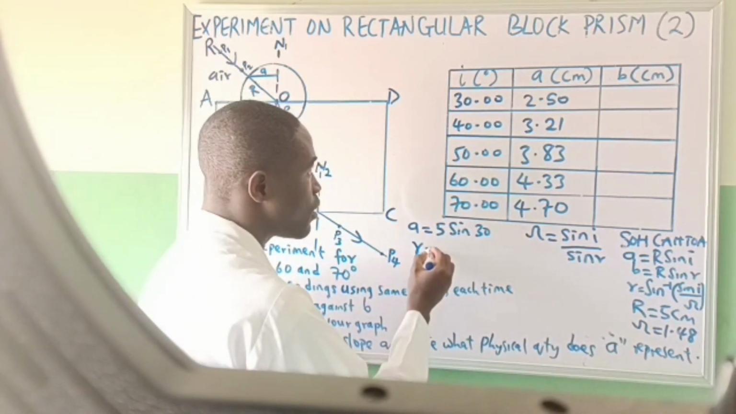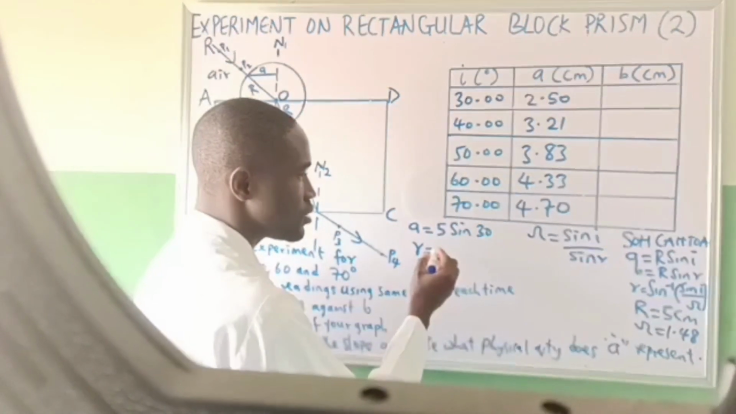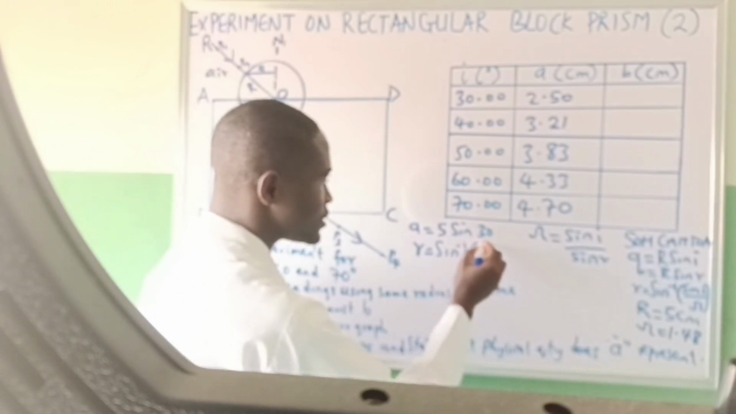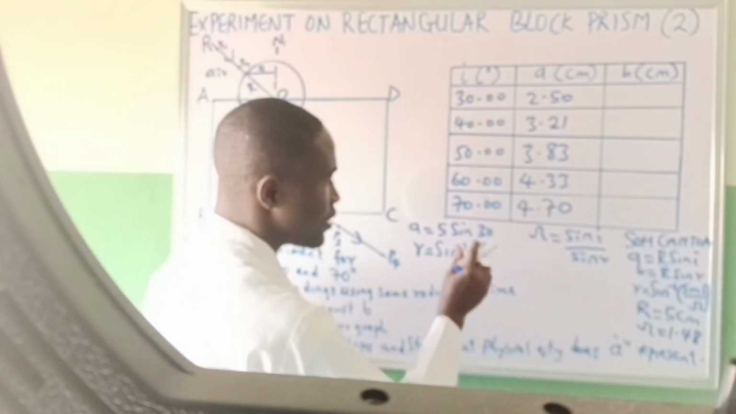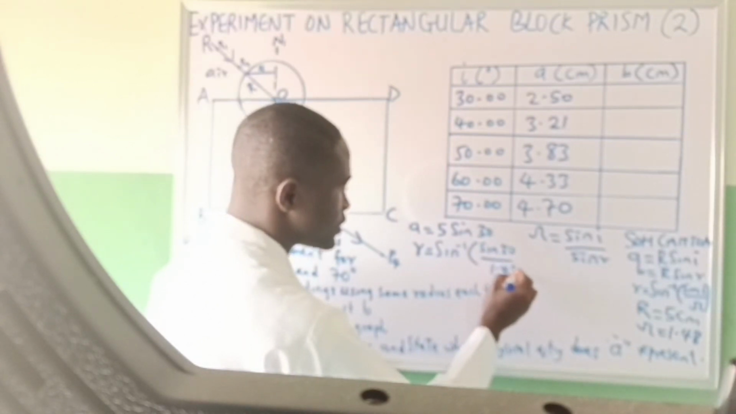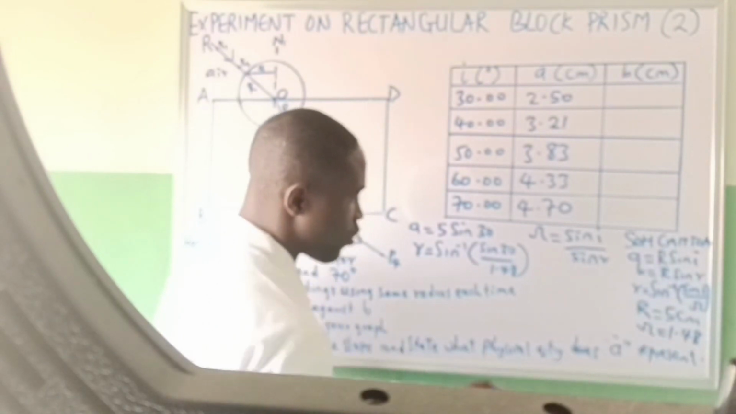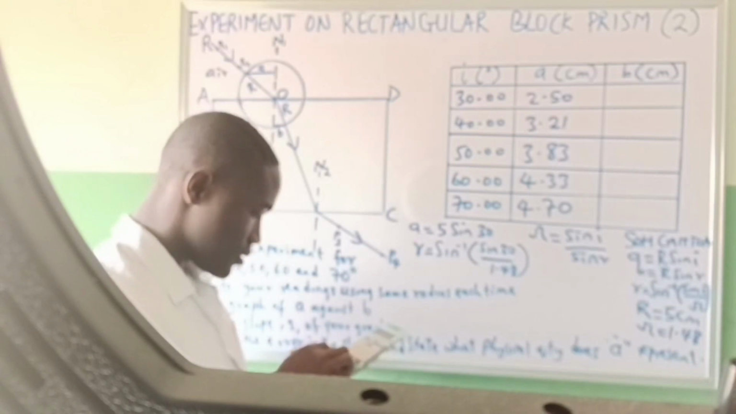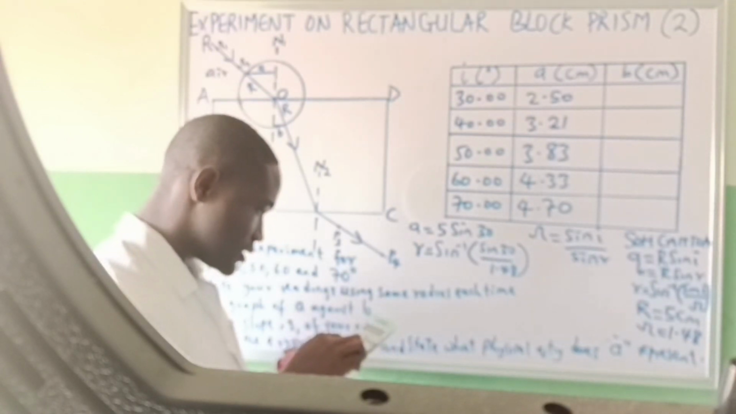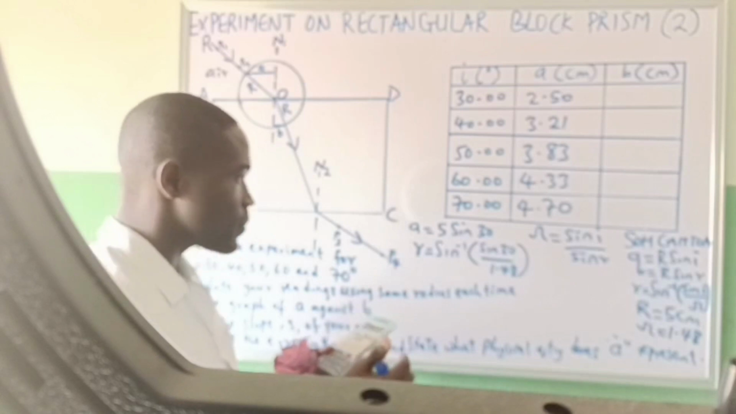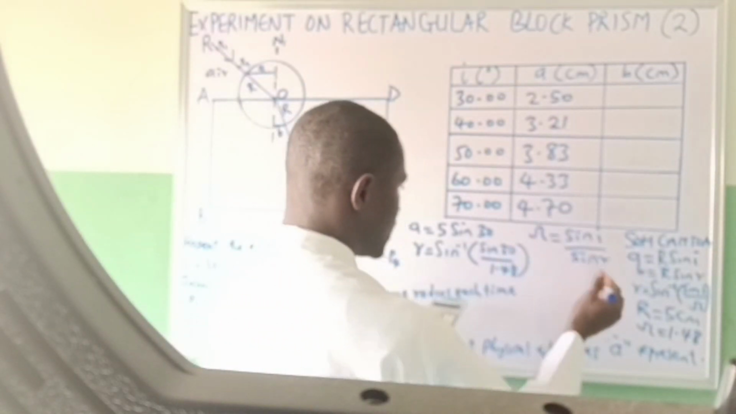Your R will be equal to, for the first one, R is equal to sine inverse of sine I over sine 30 over 1.48, because you say let the refractive index be 1.48. So we now say shift sine of sine 30 divided by 1.48. So we'll be having individual values of R.